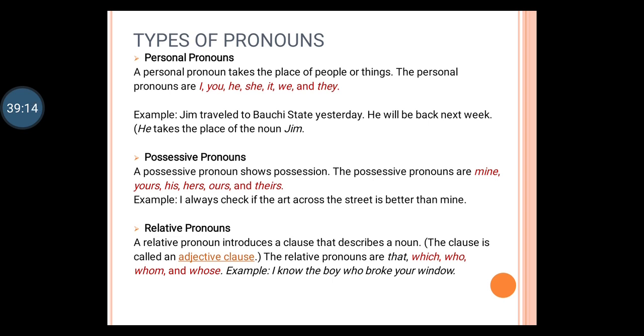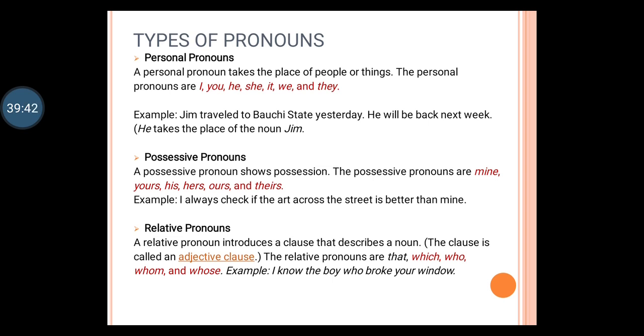I always check if the art across the street is better than mine. That bag is mine. That bag is his. Those shoes belong to my sister. They are hers. You see? So we can use possessive pronouns in place of nouns as well.